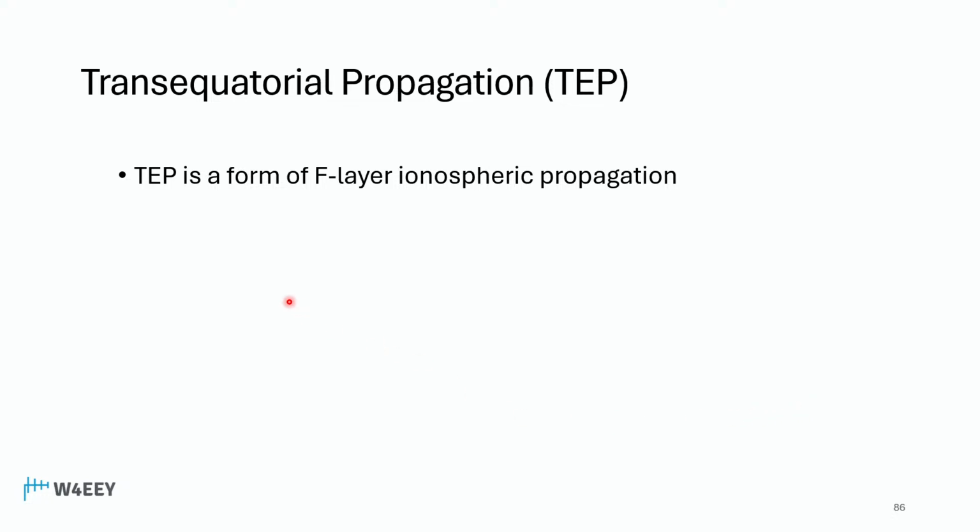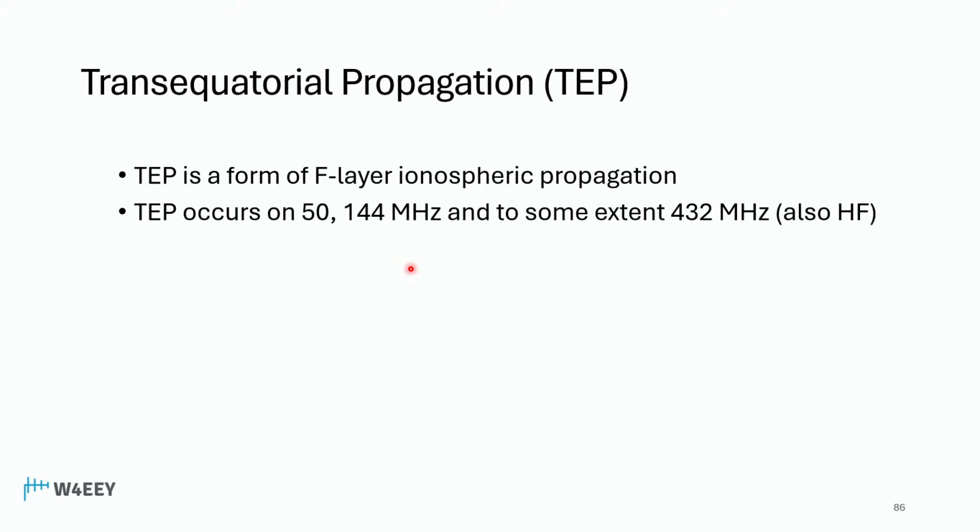Another strange one, transequatorial propagation, and this was discovered by amateurs. Again, amateurs have advanced the state-of-the-art in communications technology. So in the 1940s, hams were noticing this effect. What is transequatorial propagation, you may be asking?